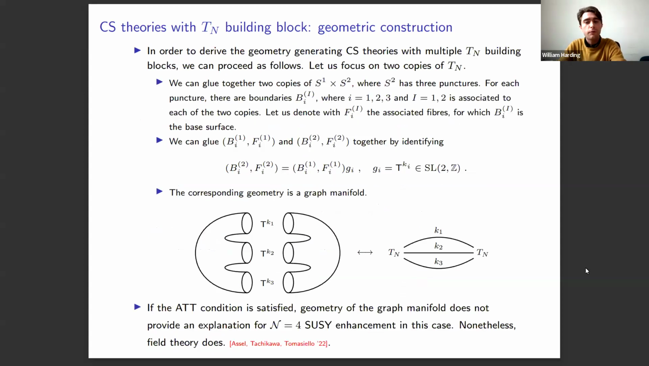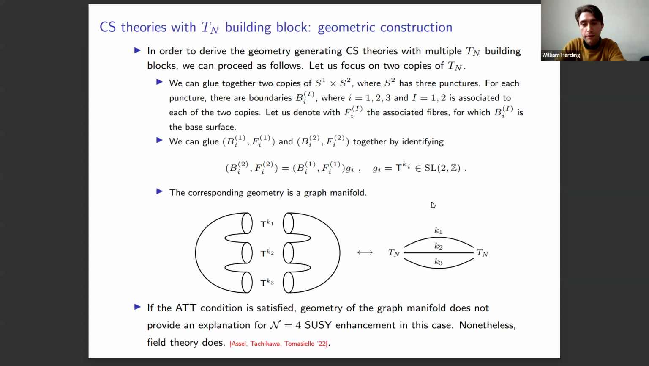Okay, now we can do basically the same kind of thing from the geometric picture if we want to build theories with multiple Tn building blocks. So let us focus on 2 copies of Tn. Now we can group together 2 copies of S1 times S2, where S2 has 3 punctures. For each puncture, there are these boundaries, B, with a capital I index, and the capital I index can be equal to 1 or 2 because it is associated to each of the 2 copies.